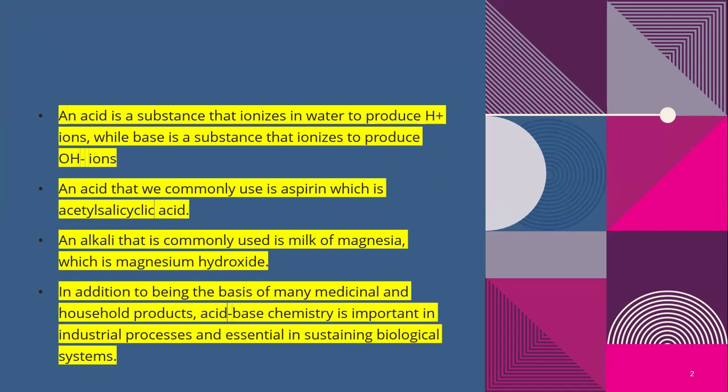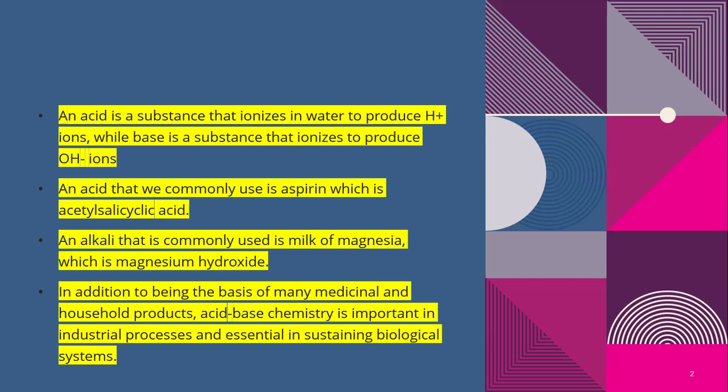An acid that we commonly use is aspirin, which is acetylsalicylic acid. We use aspirin to cure headaches. An alkali that is commonly used is milk of magnesia, which is magnesium hydroxide. If you have digestion issues with your stomach, we might consume some milk of magnesia to neutralize the acid, that is, to get rid of the acid in our stomach.